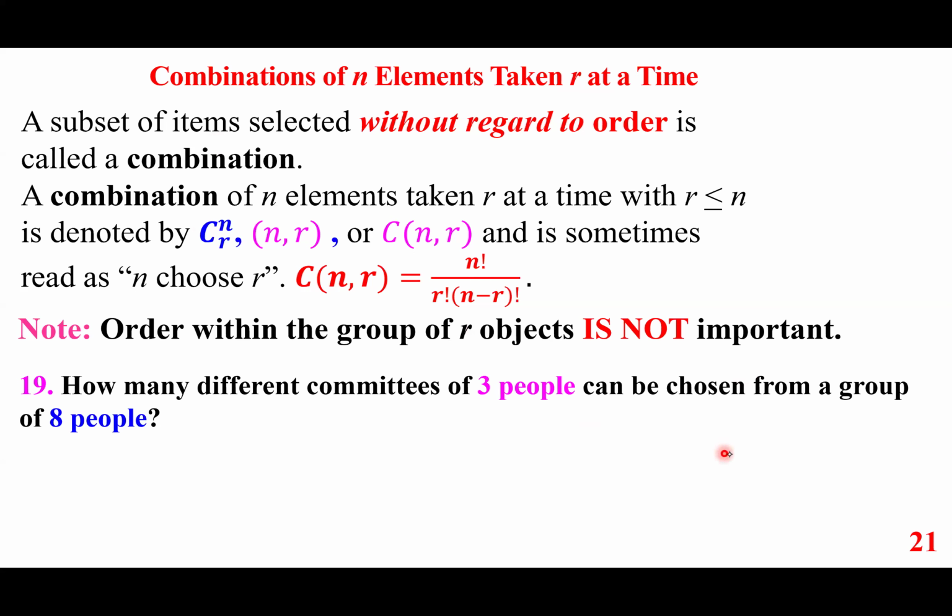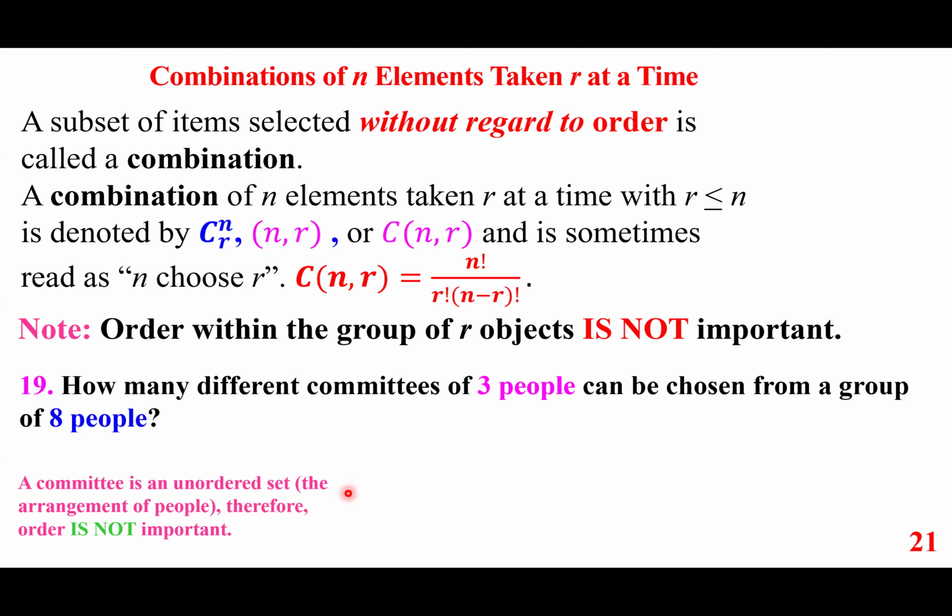So how many different committees of 3 people can be chosen from a group of 8 people? It's important to know it's a combination. A committee is an unordered set, the arrangement of people, therefore order is not important. We just want a committee having 3 people. If you're choosing the first one or the second one or the third one in any order, it doesn't matter. It's a combination.